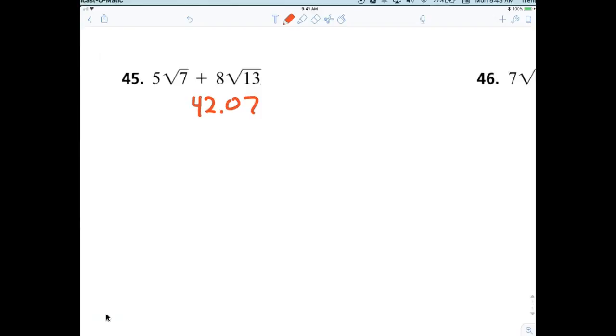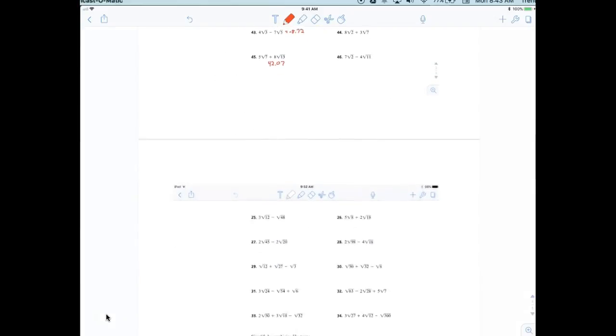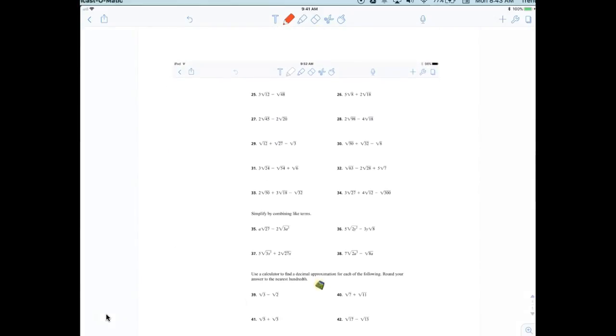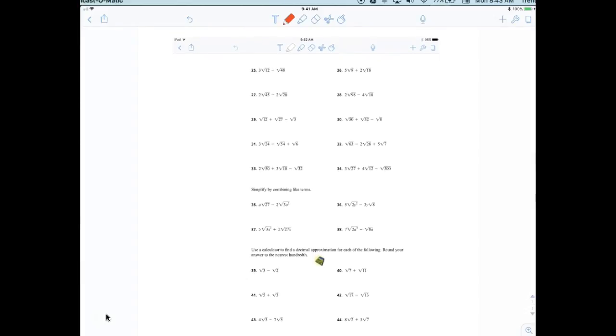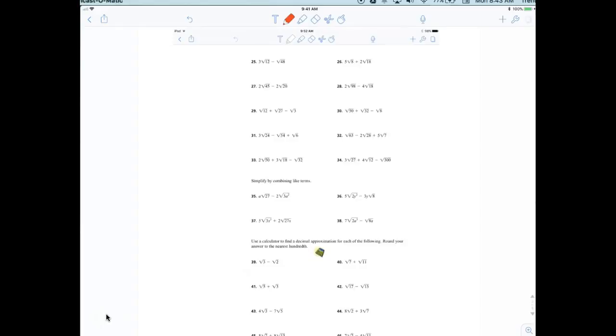All right, does anybody have any issues? All right, now, for whatever reason, I think when I was making this worksheet up, I hit this one twice by accident. Isn't that the same thing? Yeah. All right, and I thought I could delete it, but it's not.